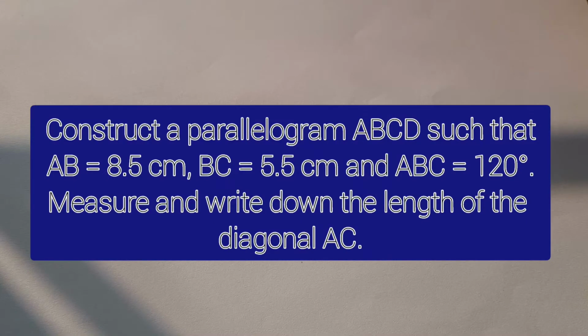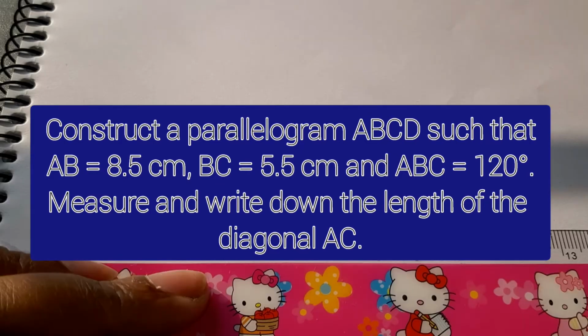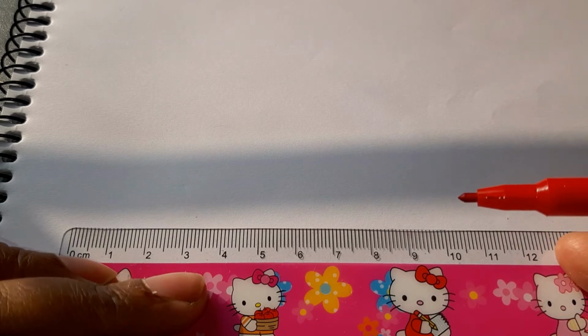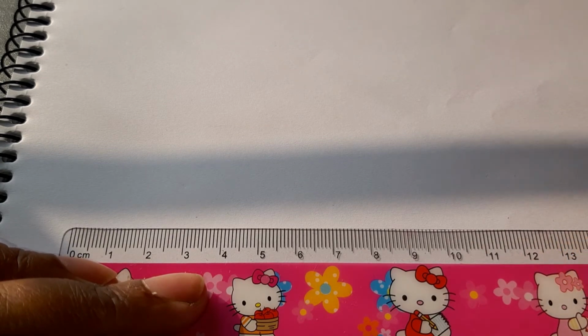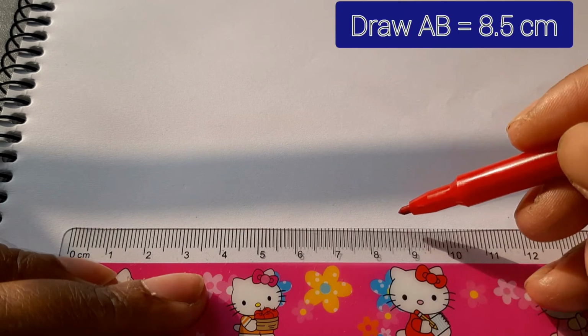So here's another problem, that is construct a parallelogram ABCD such that AB equal to 8.5 centimeter, BC 5.5 centimeter, and angle ABC is 120 degree. So measure and write down the length of the diagonal AC. So how will we do it? So let's go through. First we need a ruler. So first we will use a ruler and draw AB, that is 8.5 centimeter.